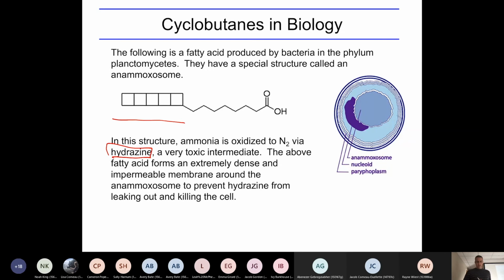And so what it does is it creates a membrane around it that's super difficult for the hydrazine to escape out into the cell. And it uses this really weird fatty acid that has a series of cyclobutanes that are attached to each other. These are called ladderanes because if you look at it from the side, it looks a bit like a ladder. And those are extremely dense. These don't rotate. They're not floppy or flexible at all. They pack together super tight, and they make a really impervious membrane around that organelle and prevent the hydrazine from leaking out. So some very fascinating compounds that biological systems produce.